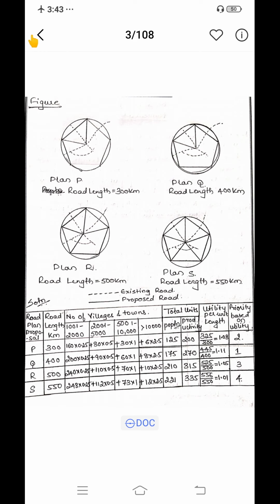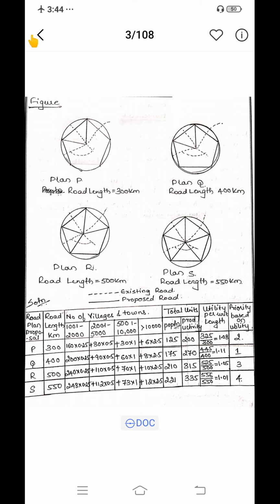445 divided by 400 is 1.11, and for the previous P it is 1.08. Similarly we have to calculate for R and S. For R it is 1.05, and for S it is 1.01.